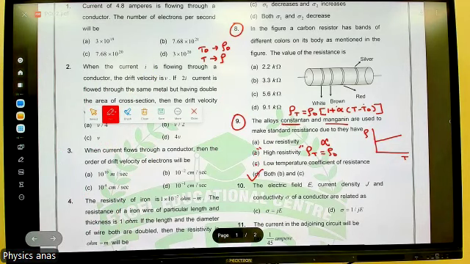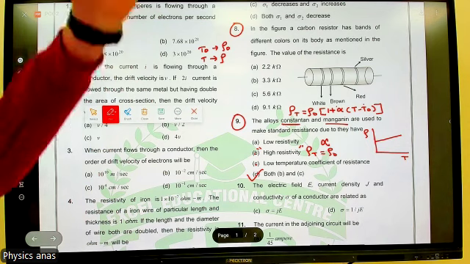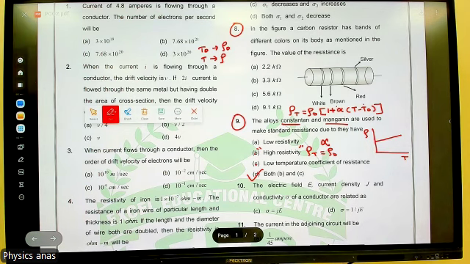Clear? Understood? You can take a small break. After the break, we will complete this and we will do some numericals. Just take a 10-minute break. We will continue our session at 8:10.